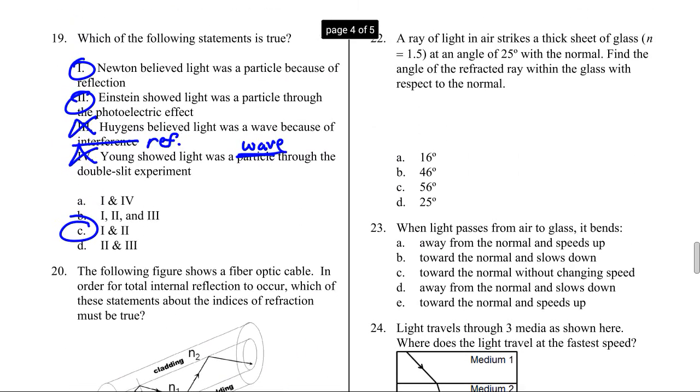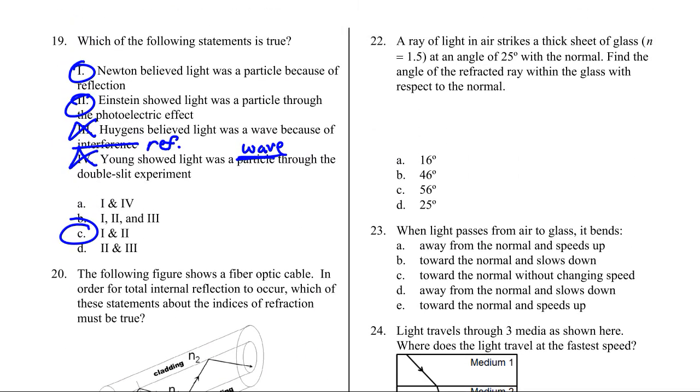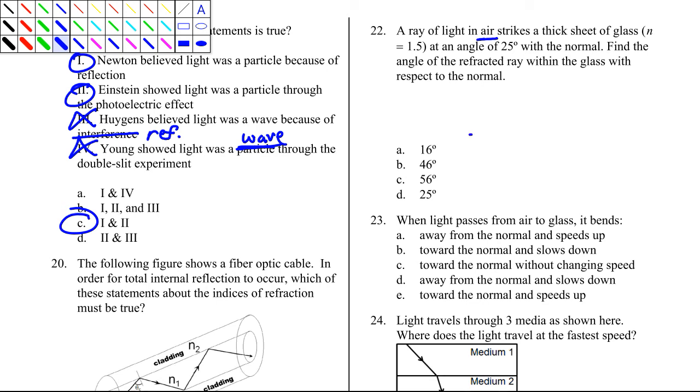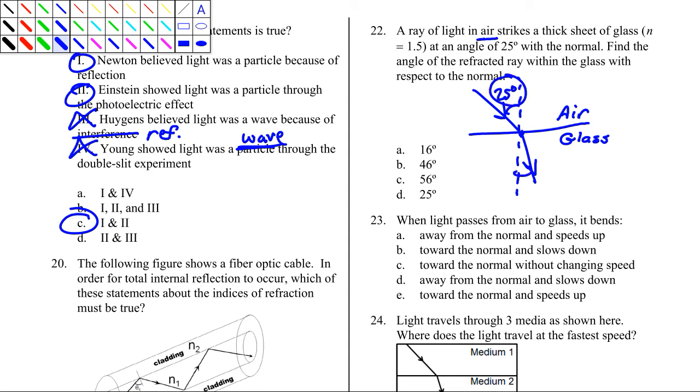All right. A ray of light strikes a thick glass sheet at an angle of 25 degrees with the normal. It's in air. It's a ray of light. So I'm going from air to glass. It's going in this direction. I have 25 degrees here. Find the angle of the refracted ray within the glass. First of all, I know that it's going to go in this direction towards the normal, and that this angle will be smaller than this angle. So I can just tell you the answer is 16 right off. But let's go ahead and do this.